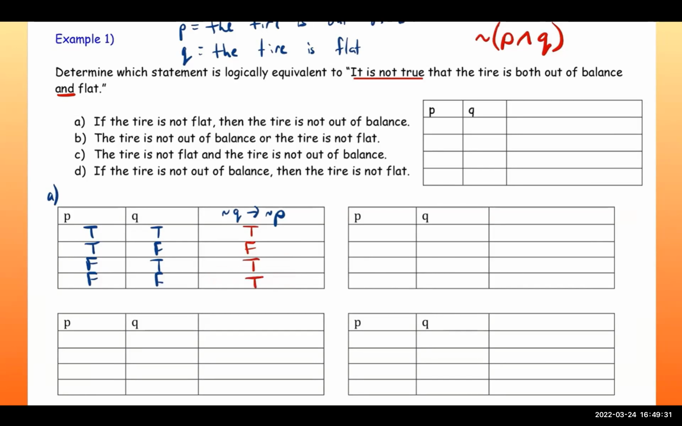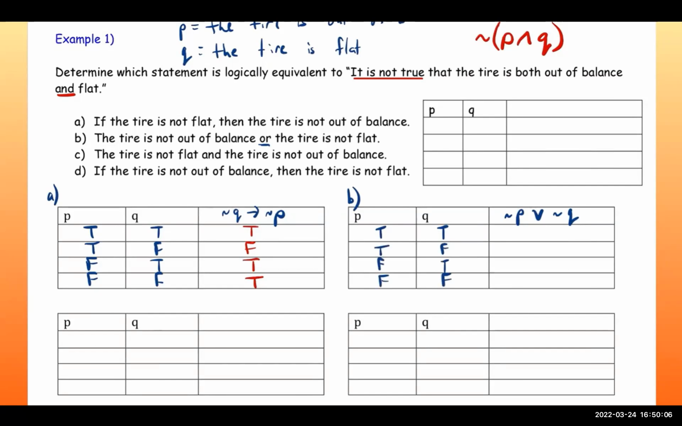All right, now let's take a look at the next example. The next one would be part B. That one says the tire is not out of balance, so that would be not P, or the tire is not flat. Let's take a look at these. Let's write all the combinations again: true, true; true, false; false, true.